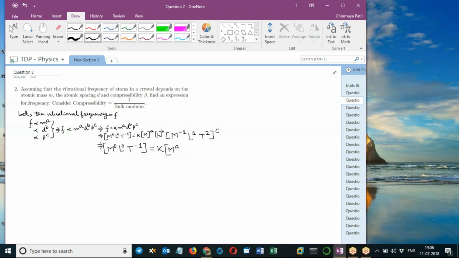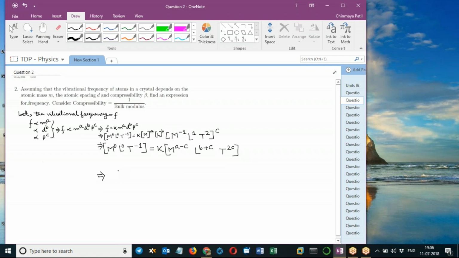a minus c, because minus 1 power c. Then it will be L power b plus c, and it will be t power 2c. Do you agree? So now we can equate both the sides.